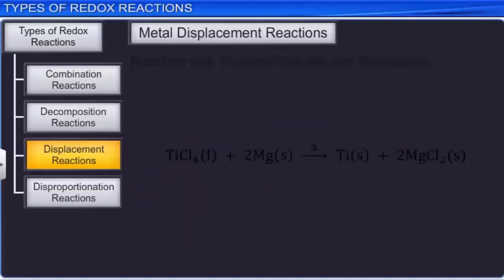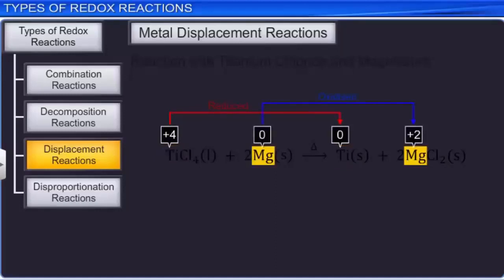In this reaction, titanium tetrachloride and magnesium react to form titanium and magnesium chloride. As you can see, magnesium has replaced titanium to form magnesium chloride. The oxidation number of titanium has changed from +4 to 0, and magnesium from 0 to +2 oxidation state. Thus, this reaction is also a redox displacement reaction.